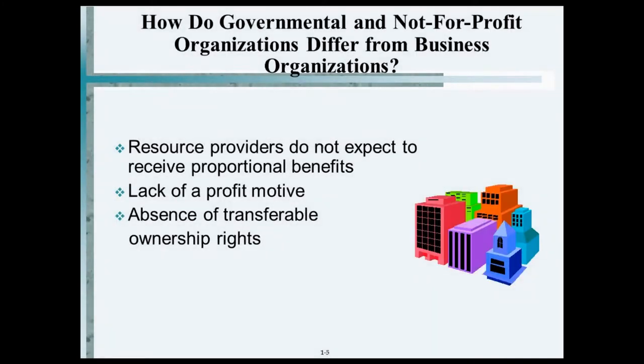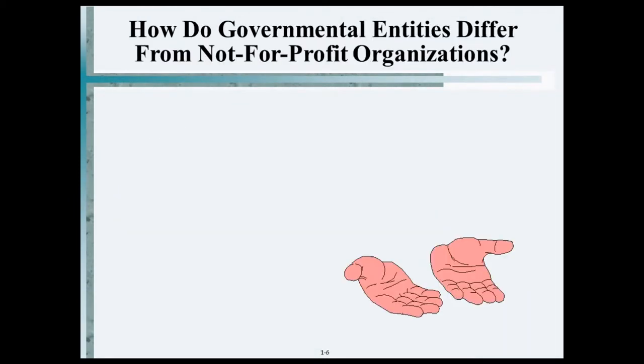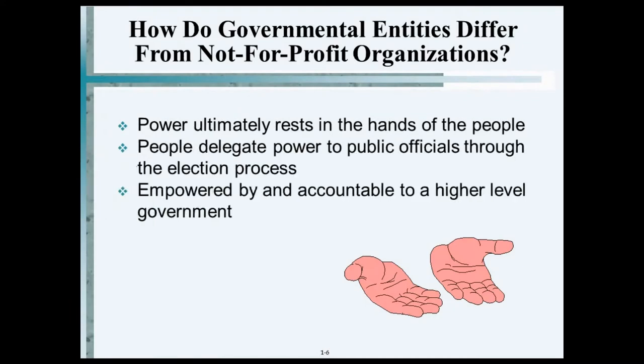So this is an important slide because this gives you the distinction. Resource providers do not expect to receive proportional benefits. There's a lack of profit motive. There's an absence of ownership rights. That's the primary distinction that's made. And more importantly, the government has the power to do what? Tax, right? And those taxes show up where? In the, as general revenues, right?